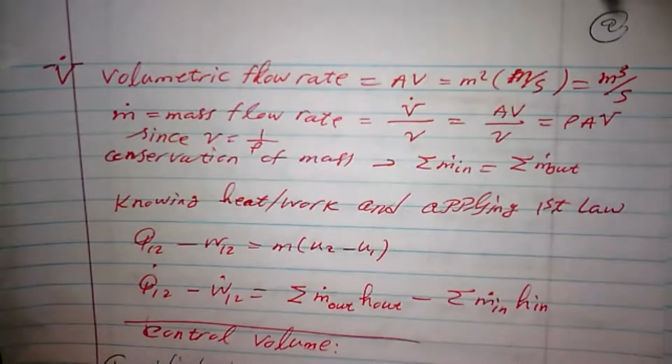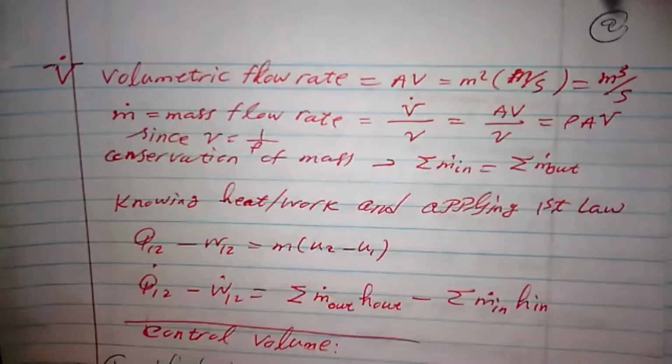Volumetric flow rate, in our textbook, they use Q, capital letter Q, to represent volumetric flow rate. But another textbook uses V dot, total volume. M dot is a mass flow rate, which is the total volume rate over a specific volume. What do we call that? We call it 1 over rho, 1 over density.